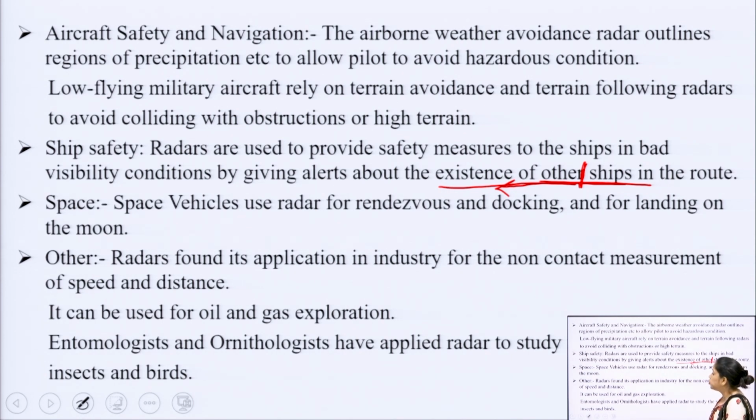Then radar can be used for space also. Space vehicles use radar for rendezvous and docking and for landing on the moon. Radars find application in industry for non-contact measurement of speed and distance, because in radar, what is the function basically? We measure the distance from the radar to the target, and we can apply that for industry also for non-contact measurement. It can be used for oil and gas exploration.